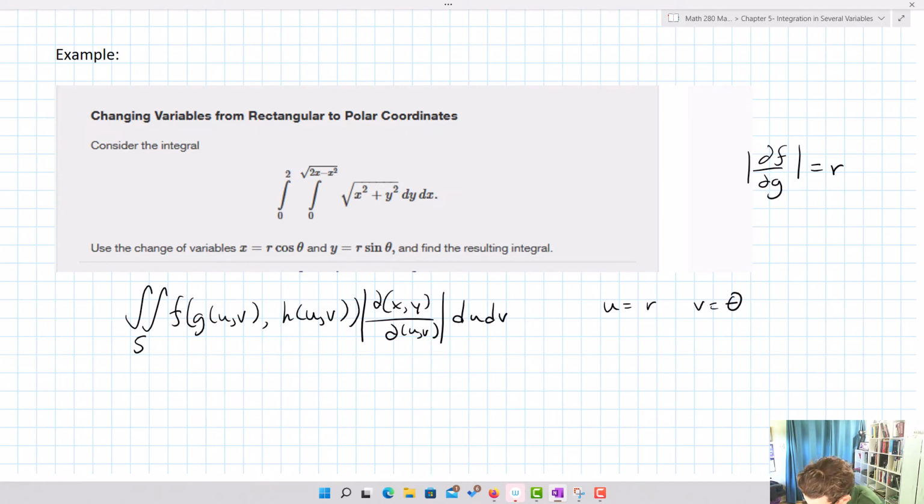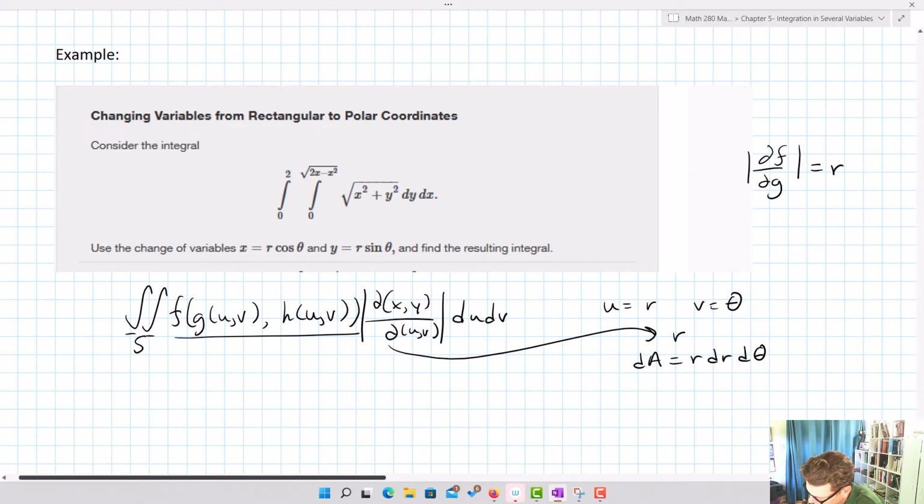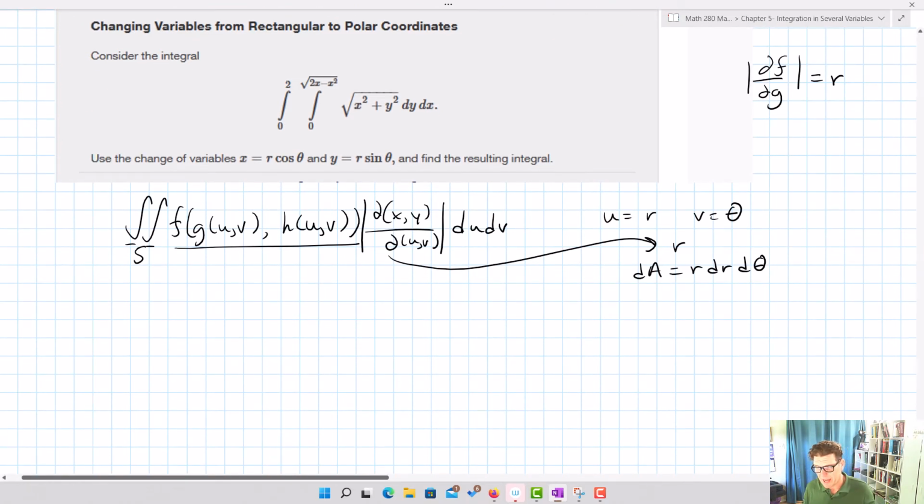We already know that this thing is going to be r, so our dA is going to equal r dr d theta. So now all I've got to do is figure out the bounds of my integral, which we've done quite a lot of, but we're going to do it again.